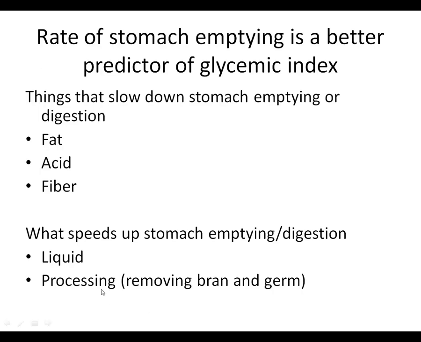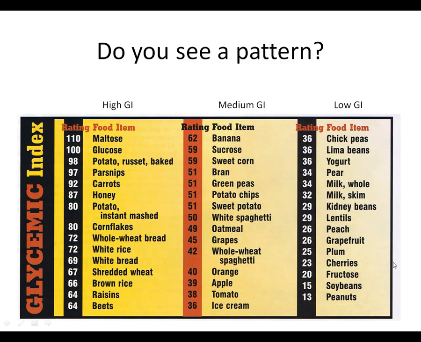And also the milling. Polishing of rice and removing the bran and the germ from grains will speed up stomach emptying and digestion too, because the bran and germ have the fiber in them. So take a look at those foods here and see if adding that information about fat content, fiber, and processing helps to make this more comprehensible.